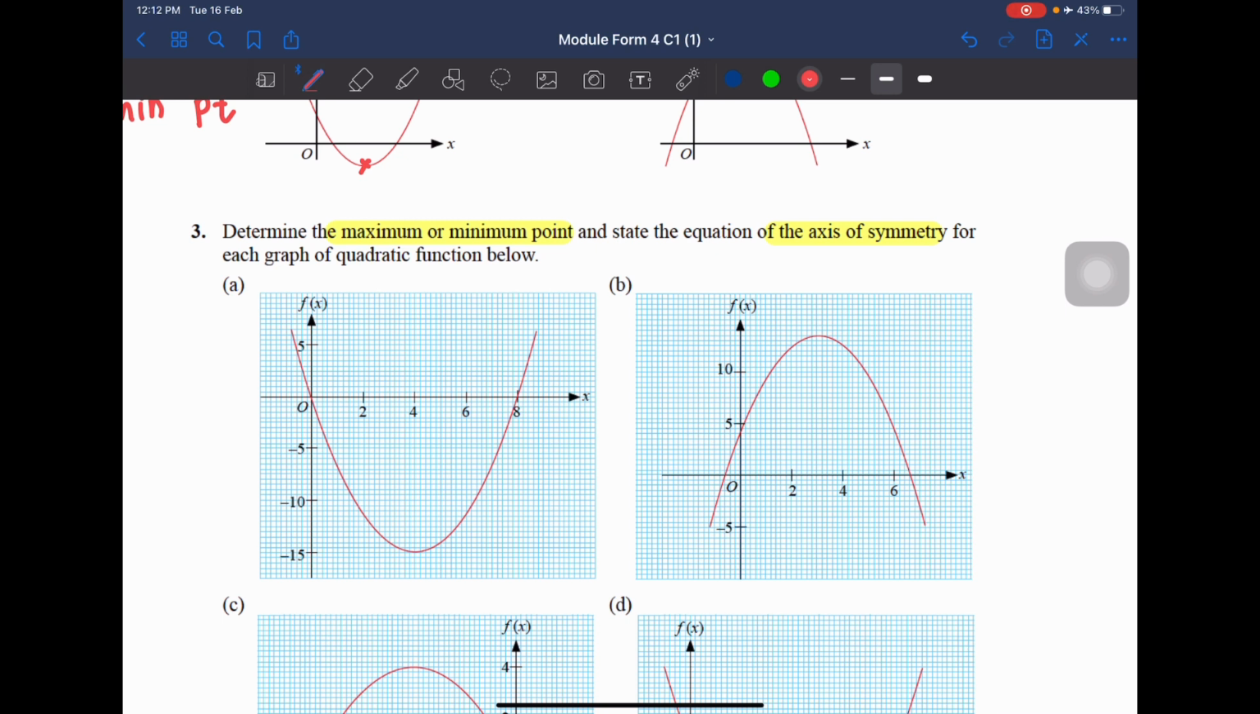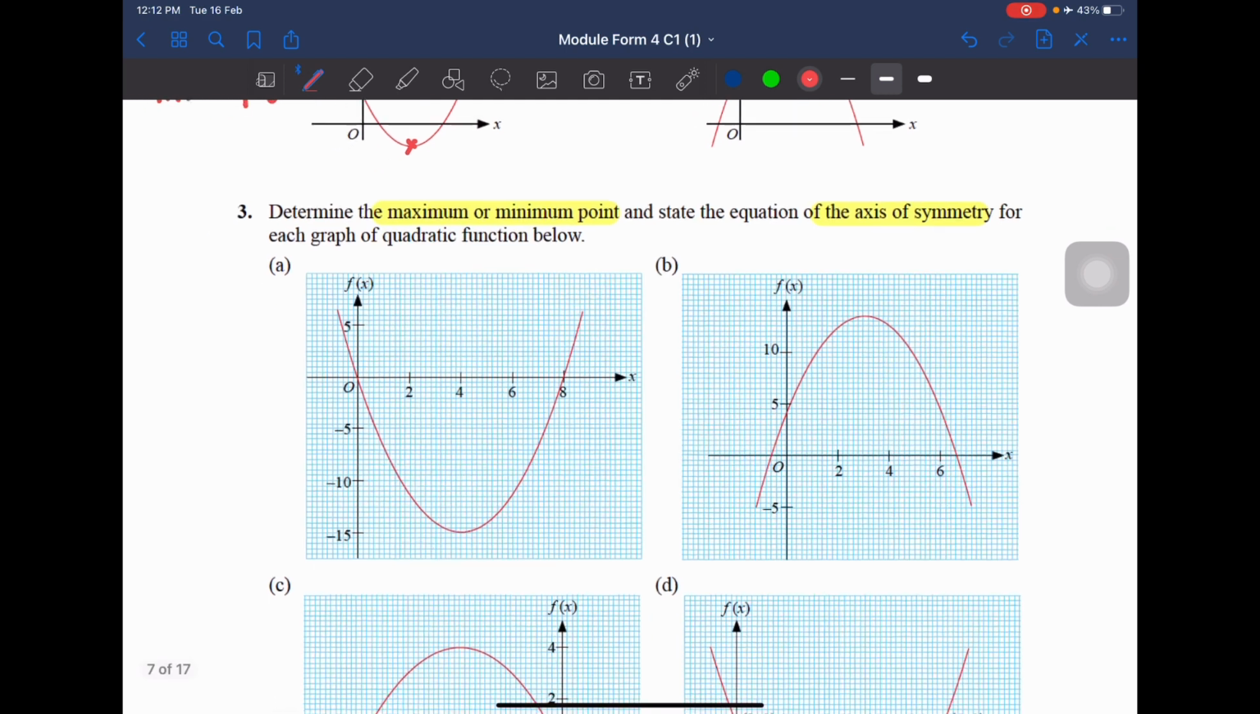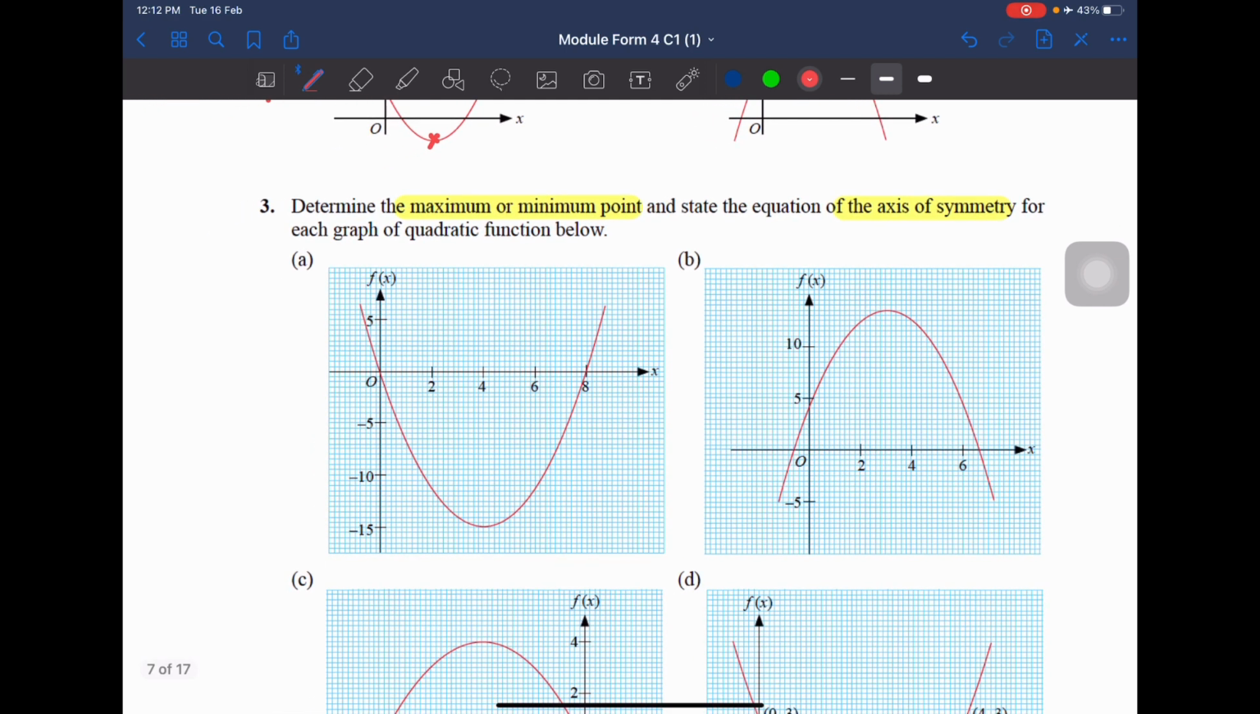Situasi macam ni, apa yang kita buat? Kita cari tengah-tengah. So kita tahu axis of symmetry tengah-tengah. Sini kita ada kosong, sini kita ada 8 kan. So nak cari x equals to, kita tambahkan, tambah 8 bahagi 2. So kita dapat x is equals to 4. So axis of symmetry kita 4.